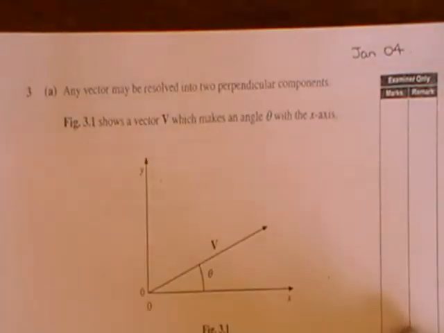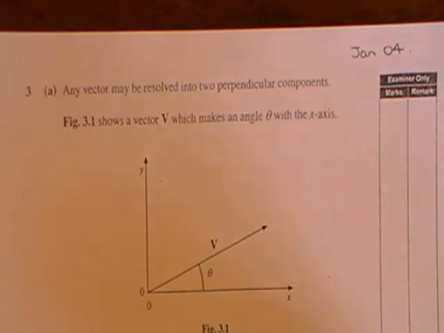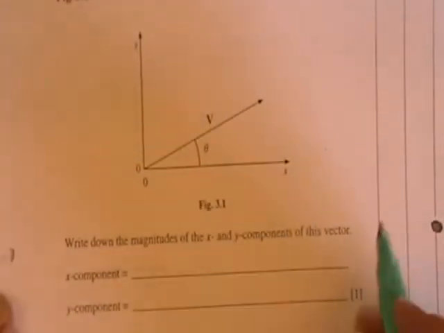It says any vector may be resolved into two perpendicular vectors. Figure 3.1 shows the vector v, which makes an angle theta with the x-axis. So write down the magnitudes of the x and y components of this vector.